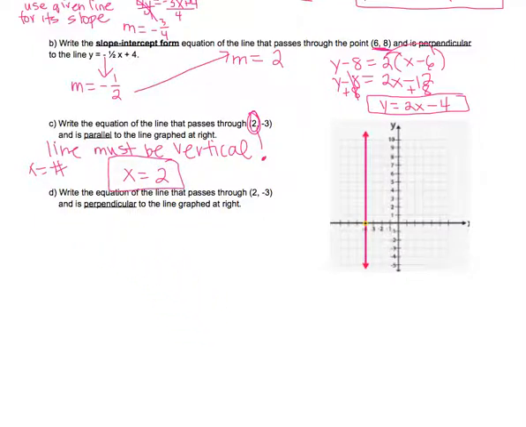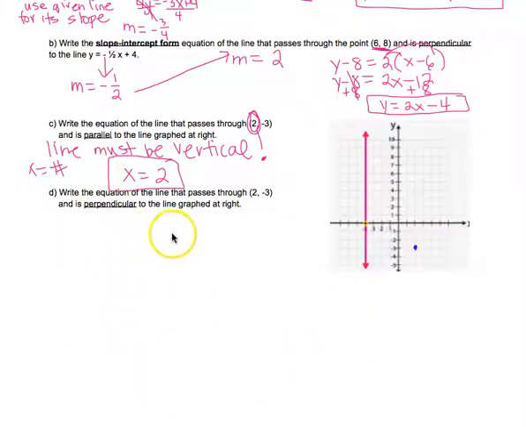If you aren't convinced, then go ahead and graph it. If I plot the point 2, -3, so right 2, down 1, 2, 3, and draw a vertical line through there, that would be x equals 2. So I know that that's correct.